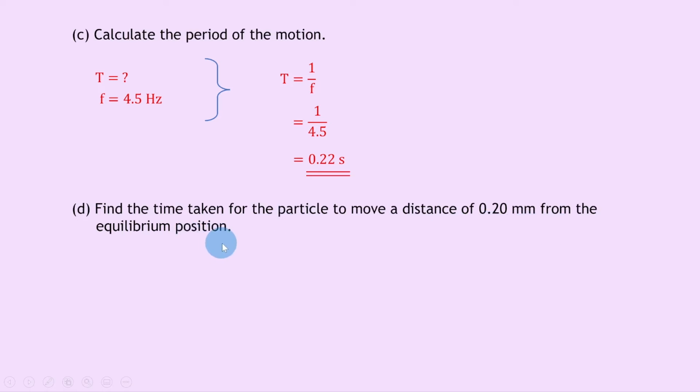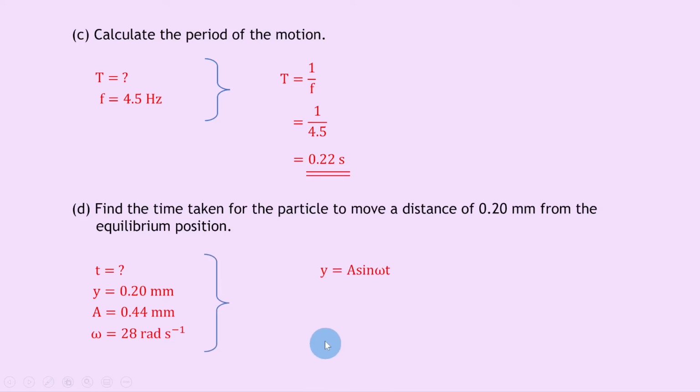Part D then says to find the time taken for the particle to move a distance of 0.2 millimeters from the equilibrium position. So we want to find the time t. We know that the displacement y this time is 0.2 millimeters, and the amplitude is still 0.44 millimeters from the question, and we saw earlier that the angular frequency omega is equal to 28 radians per second. So writing down our general expression for displacement y equals a sine omega t, we can substitute in our numbers to get what t is. So we have 0.2 is equal to 0.44 times sine of 28t.